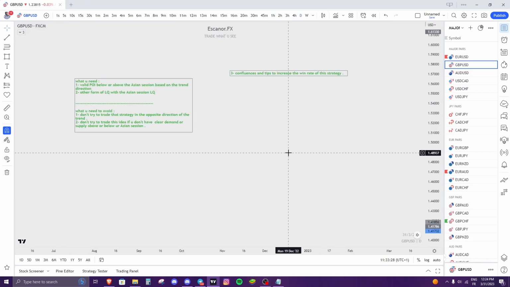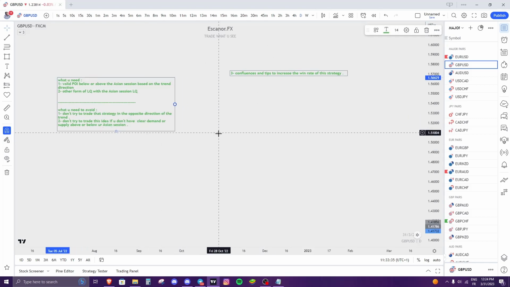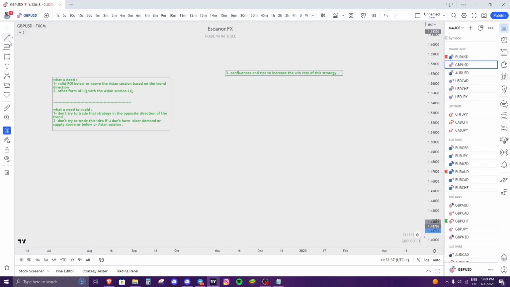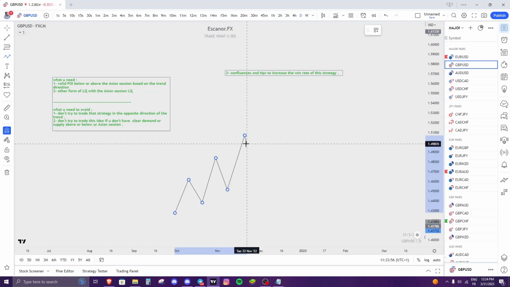Confluences and the tips to increase the win rate when you use this strategy. So we're going to talk about confluences and what you need to avoid. The first point, you need to have a valid point of interest below or above the SCN session based on the trend direction. Let's give an example. For example, we are in an uptrend, higher high, higher low, higher high. And here we have the SCN session.